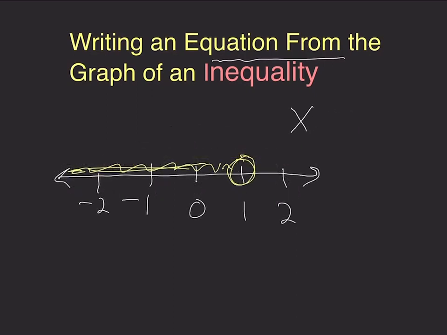Looking at this one, we'll start with x. We have the number 1 circled, but it is not filled in. So we're not going to use that little equal sign. We're just going to say that x is, notice how we're using the 1 right here, but it's shaded below the 1. Any number below 1. So x is any number less than 1.